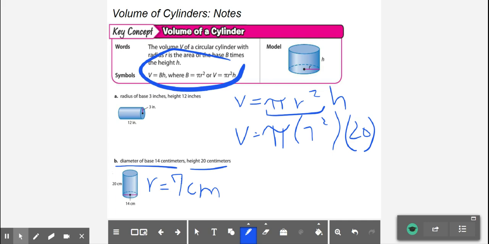So we have pi times 7 squared times 20. And because of the commutative property, I can multiply these first. I'm pretty sure I can do this one in my head, but 7 times 7 times 20, 980. That's what I thought. So it will be 980 times pi. And like I said, sometimes you can leave it like that, but we can also multiply this by pi, and we get 3078.8.